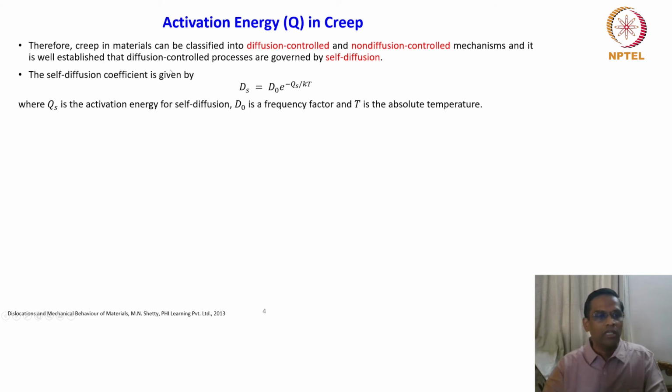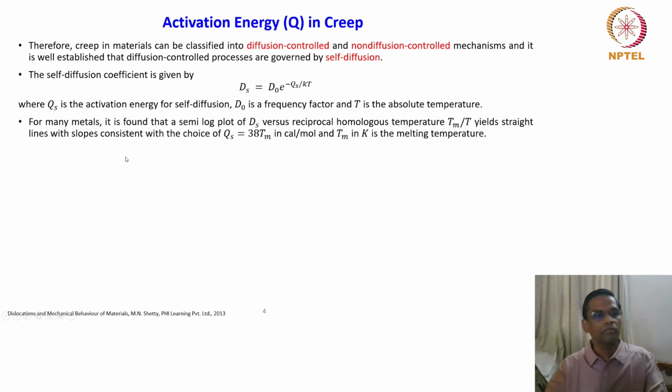Before we get into that, let us see the self-diffusion coefficient, how it is defined. It's given by Ds equals D0 times e to the power minus Qs by kT, where Qs is the activation energy for self-diffusion, D0 is the frequency factor and T is the absolute temperature. For many metals, it is found that a semi-log plot of Ds versus reciprocal homologous temperature, Tm by T, yields straight lines with slopes consistent with the choice of Qs equal to 38 times Tm in calories per mole, where Tm in Kelvin is the melting temperature.